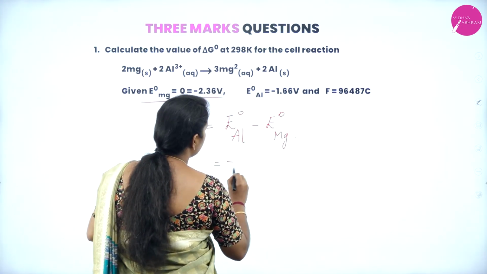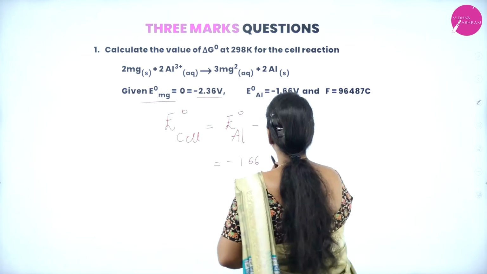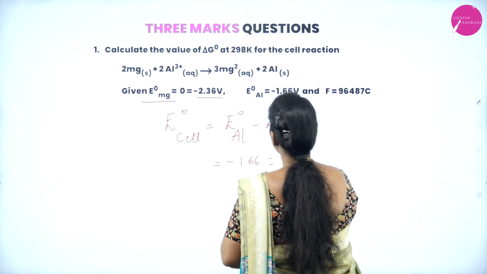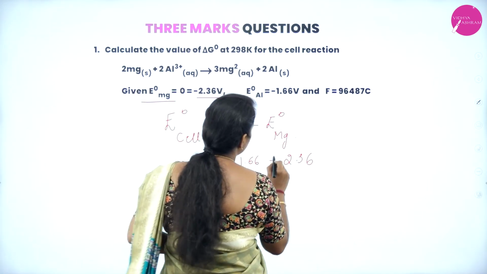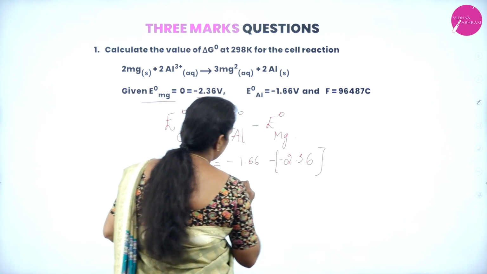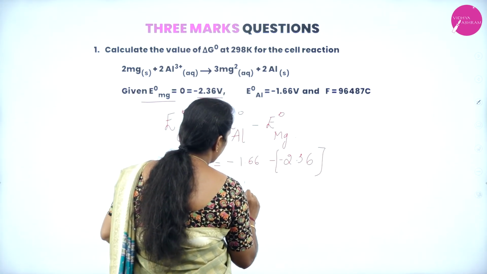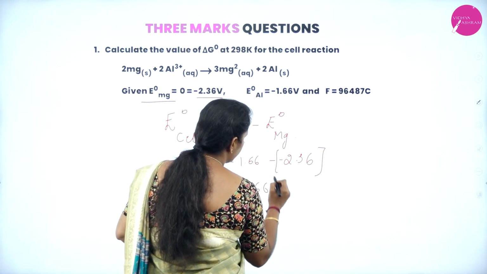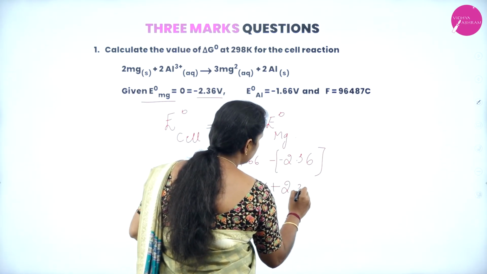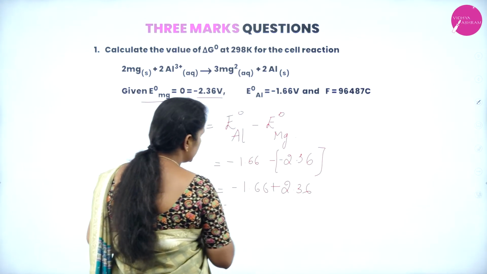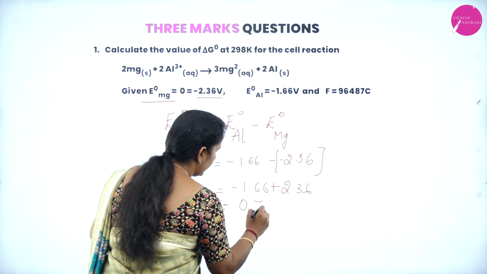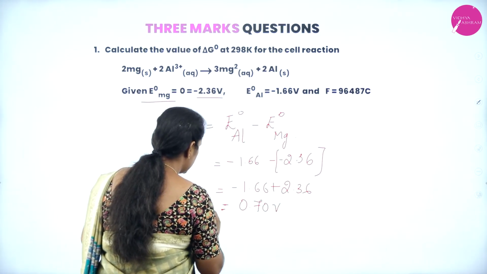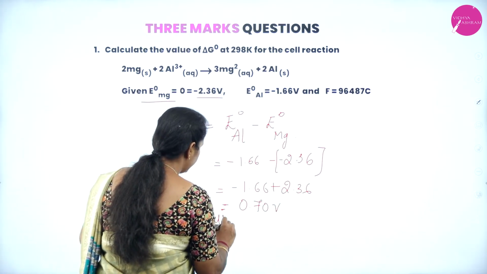So it is minus 1.66, minus 2.36. So it is minus 1.66, minus into minus plus 2.36. So minus into plus, it is again minus 0.70 volt. This is E0 of the cell.